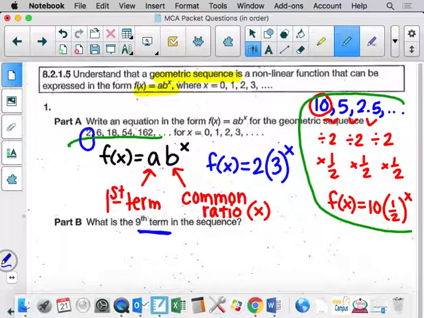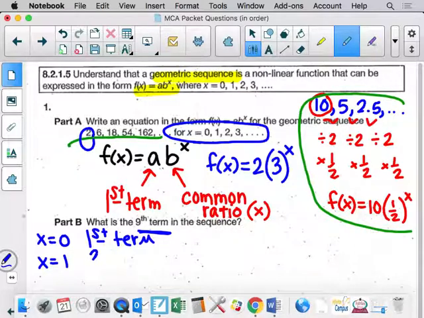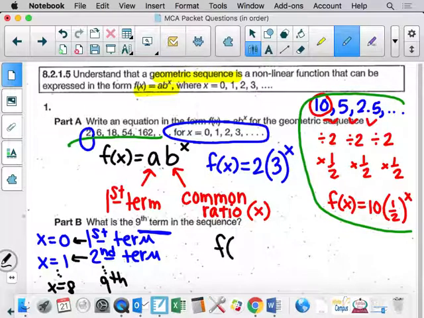Now, to find the ninth term in the sequence, remember that according to our directions in the problem, when x equals 0, that's giving us the first term in our sequence. When x equals 1, it's giving us the second term. So if you continue this pattern to get to the ninth term, it's 1 less each time, so we need x to be equal to 8. So f of 8 equals 2 times 3 to the 8th power.